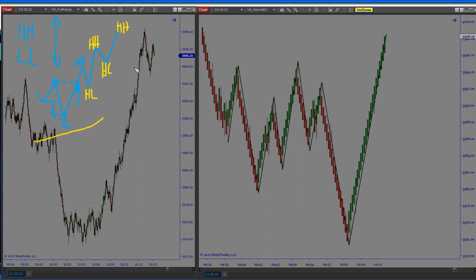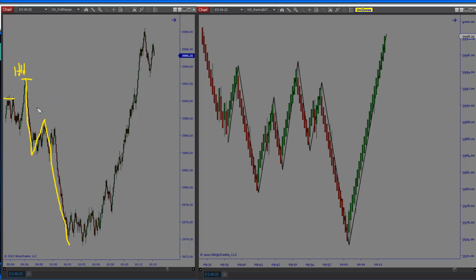So this is all market structure. This is all stuff that we need to know, and this is all stuff that we need to analyze in the market. So let's just take a look here. We know this is a higher high, and we'll just say that because it closed above these highs. Then we come down and we're going here and we're going there.